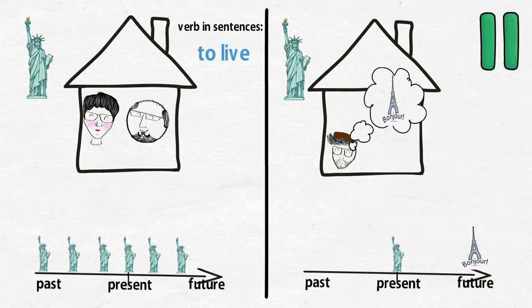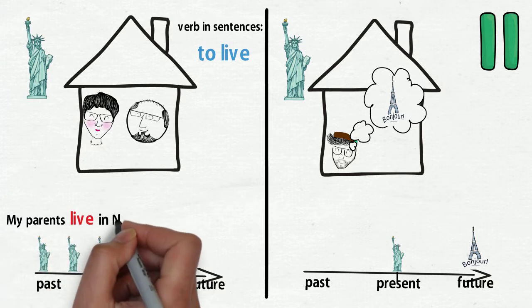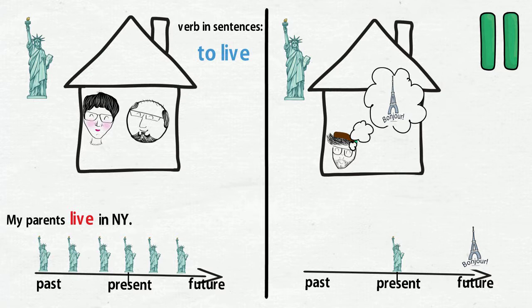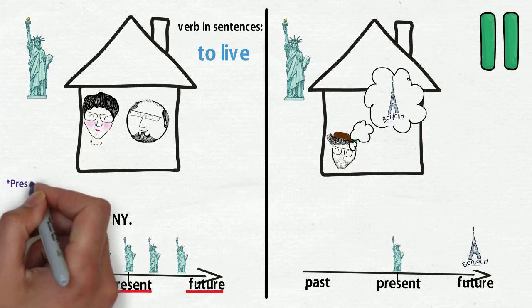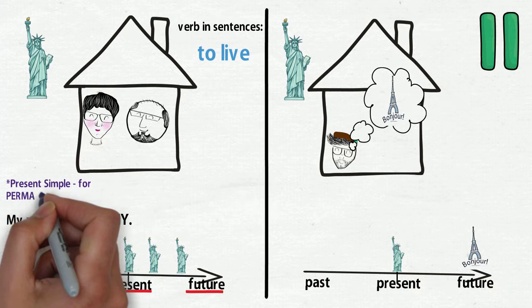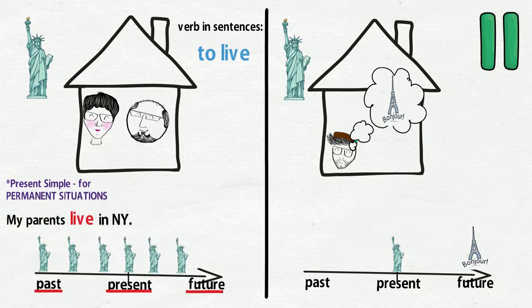Here we have two older people, maybe someone's parents, and the Statue of Liberty, which is a symbol of New York. Here we have to use present simple by saying, my parents live in New York, because the timeline suggests that they have lived there in the past, present, and will continue to live there in the future. It's a permanent situation.